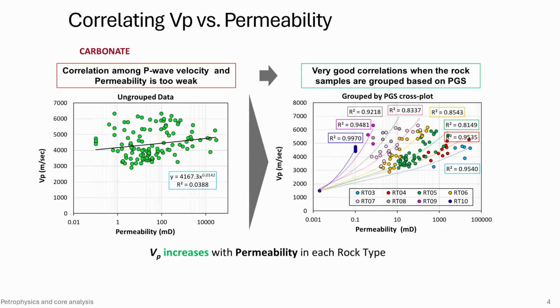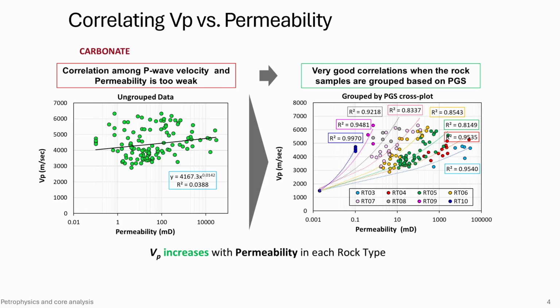This slide shows that when all carbonate samples are grouped together, the correlation between VP and permeability is weak. But when samples are grouped by rock type, the correlation becomes much stronger. This is a sophisticated but very valuable point.